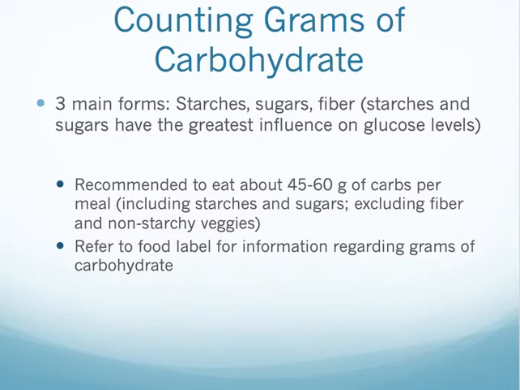There are three main forms of carbohydrates. It's going to be starches, sugars, and fiber. Starches and obviously sugars have the greatest influence on glucose levels. It is recommended to eat about 45 to 60 grams of carbohydrate per meal. This is including starches and sugars and excluding fiber and non-starchy vegetables.